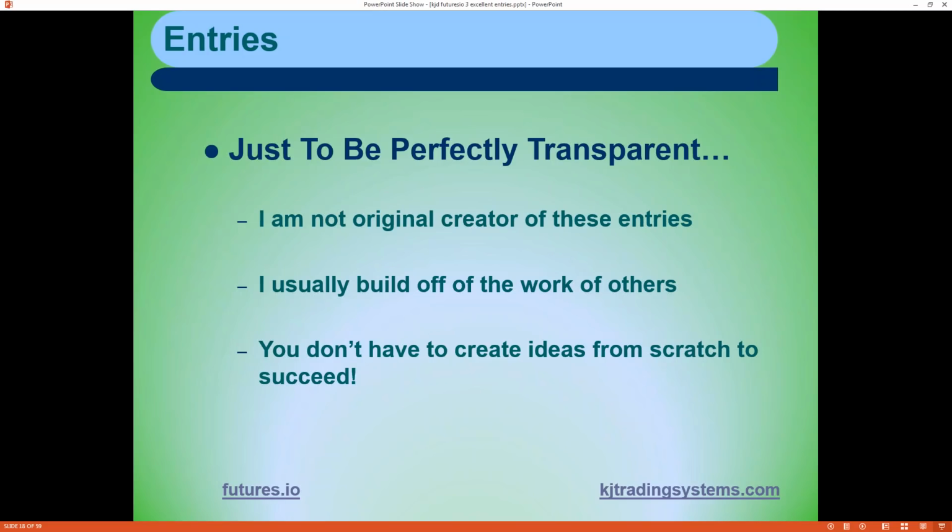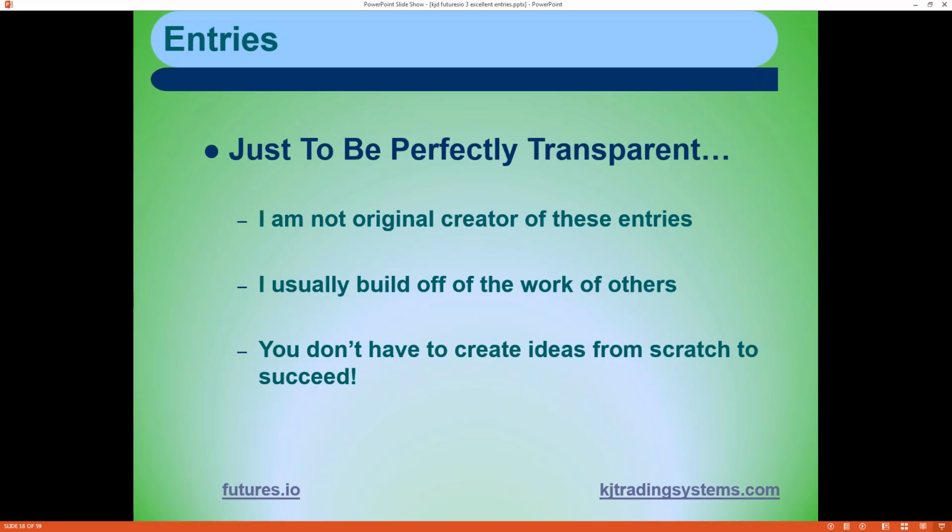I'll tell you where the sources are that I got them from. And this is usually how I work with building trading systems. I don't come up with some grand theory of the market. I find what's out there, look at it, think about it, maybe add to it, subtract from it, modify it. I just build off of what other people have done. And it's a great way to jumpstart what you're doing, where you don't have to think of things from scratch.